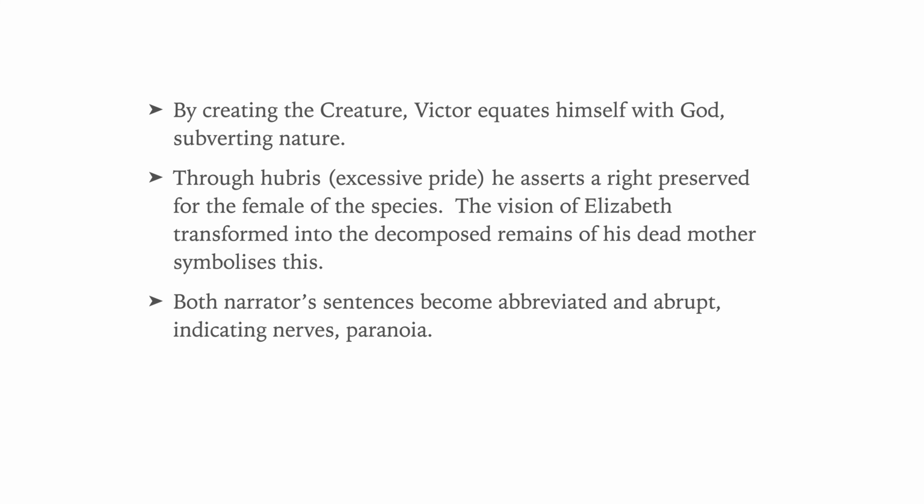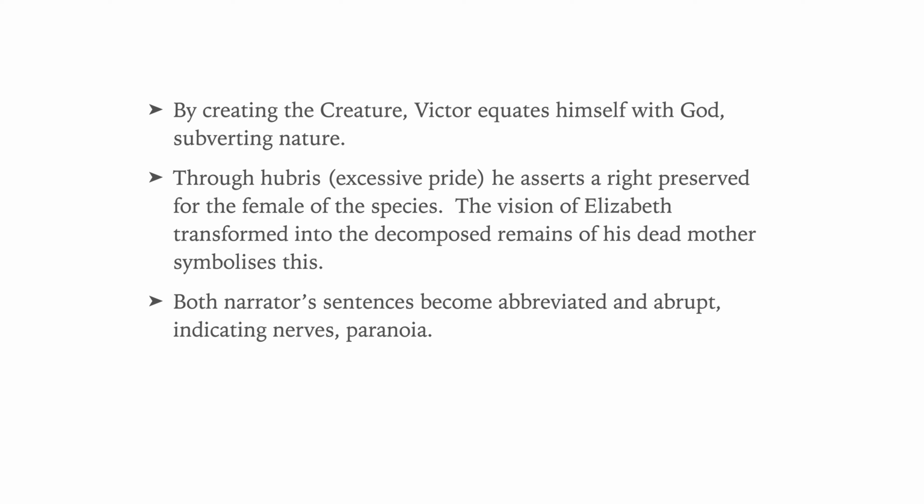By creating the creature, Victor Frankenstein is transgressing moral boundaries. He equates himself with God. He usurps God's role and plays God, subverting nature. He doesn't breed with a woman. Through his hubris, his excessive pride, he asserts a right preserved for the female of the species.